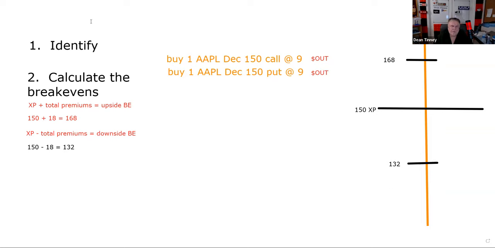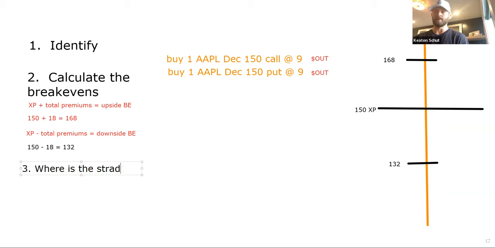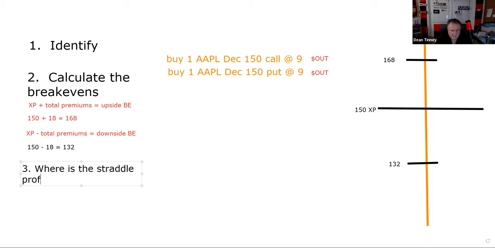Now, the third thing we have to be able to determine is, where is it profitable? Where is the straddle profitable? So where do we want Apple to be in relationship to the strikes? The outside, above or below both. That's right. We got a great mnemonic for that. That's called SILO. Short inside, long outside. So we're looking at a long straddle, and so we want Apple to be either above 168 or below 132.